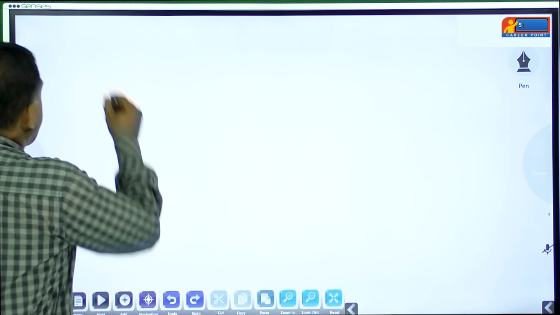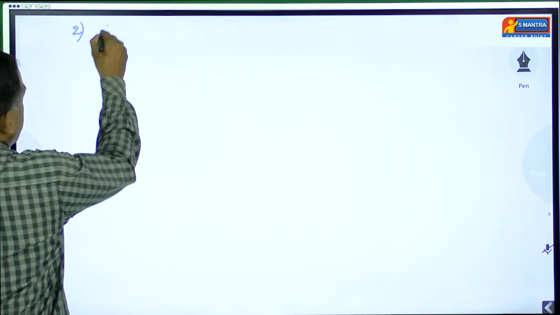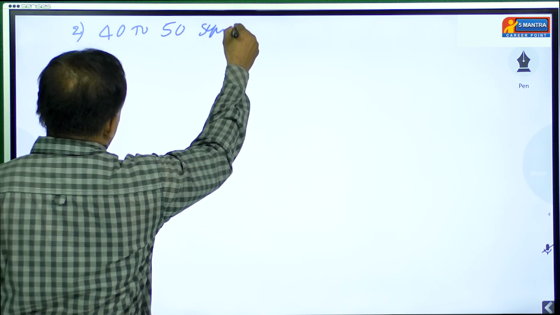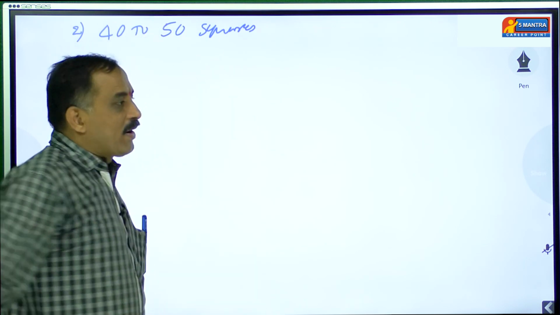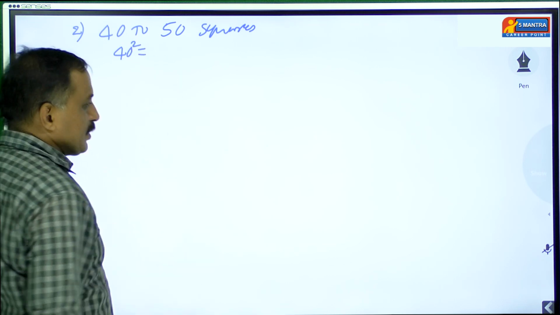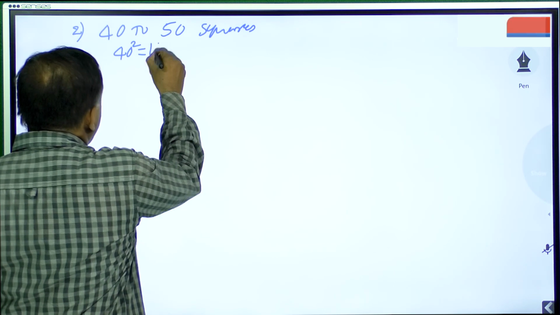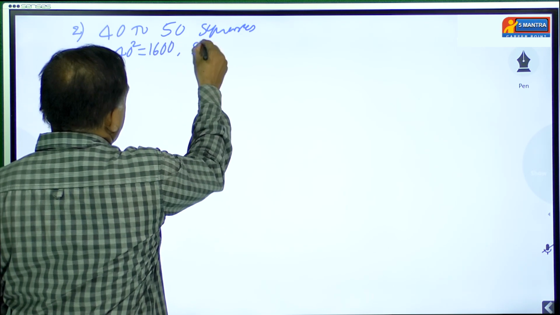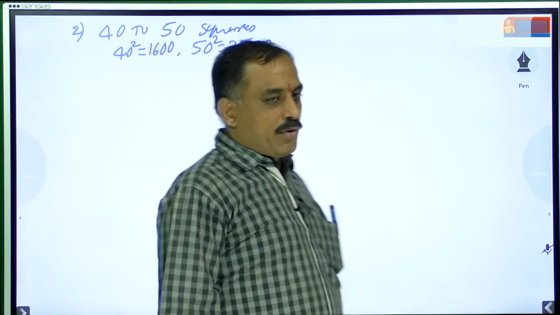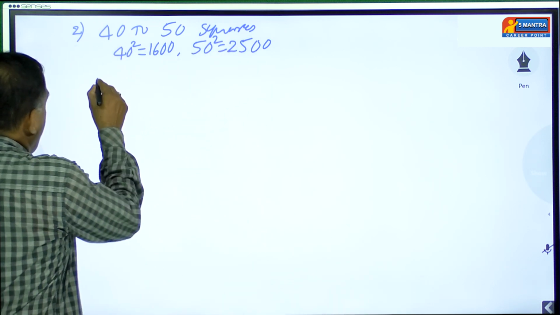Then next one, today's second very tip, from 40 to 60. 40 to 50 squares. So what is 40 square? 4 square 16. 40 square 1600. 50 square, 5 square 25, 50 square 2500. Now 41 to 49 squares.